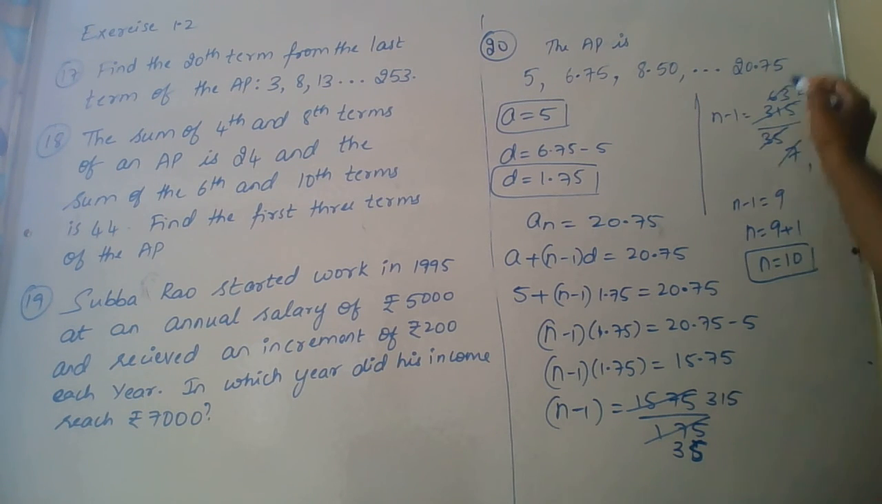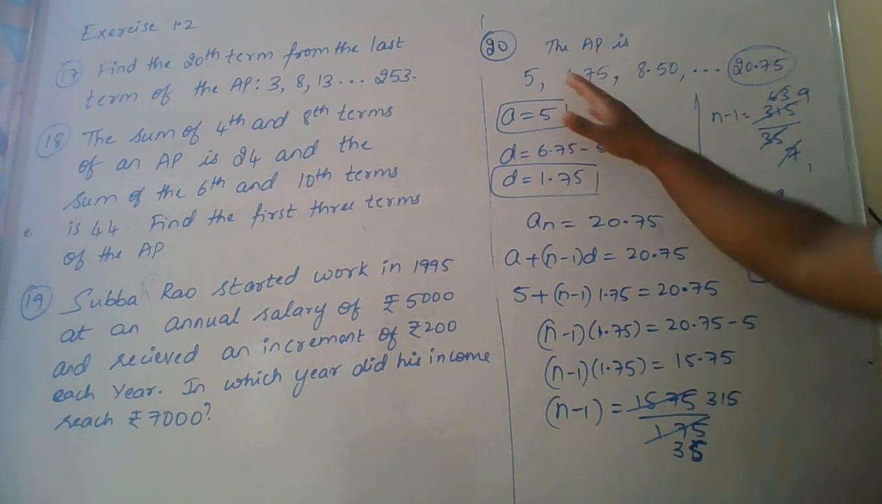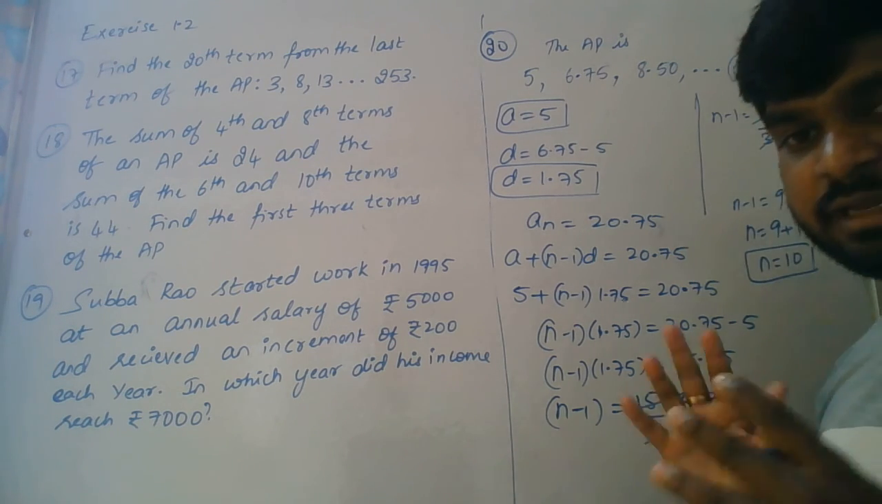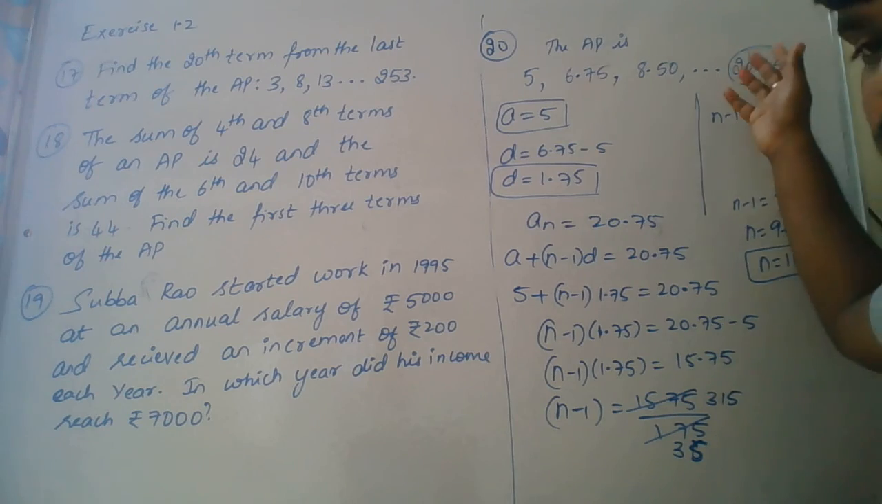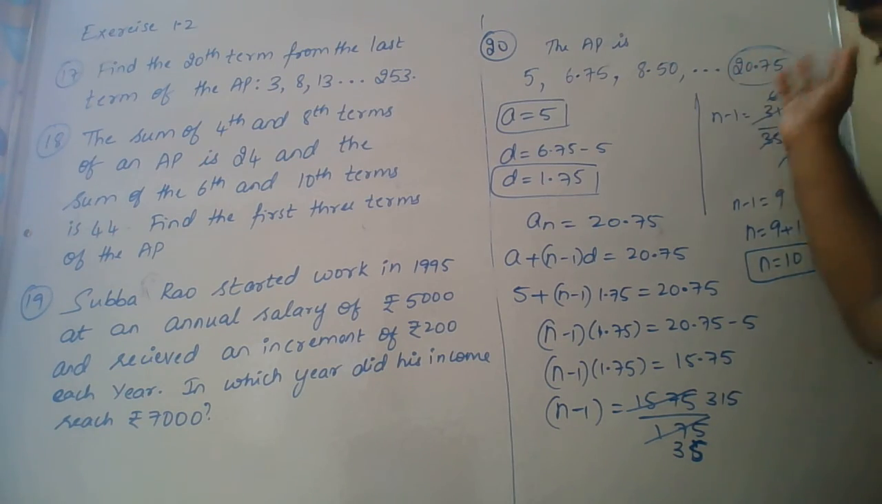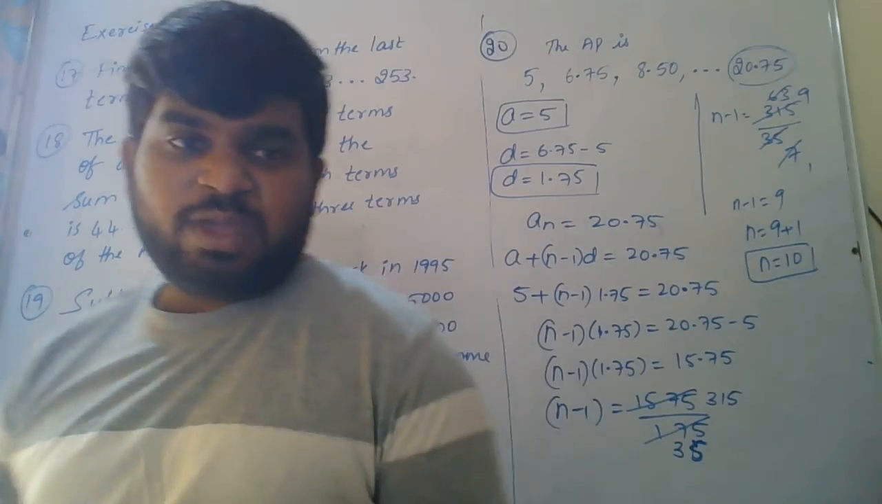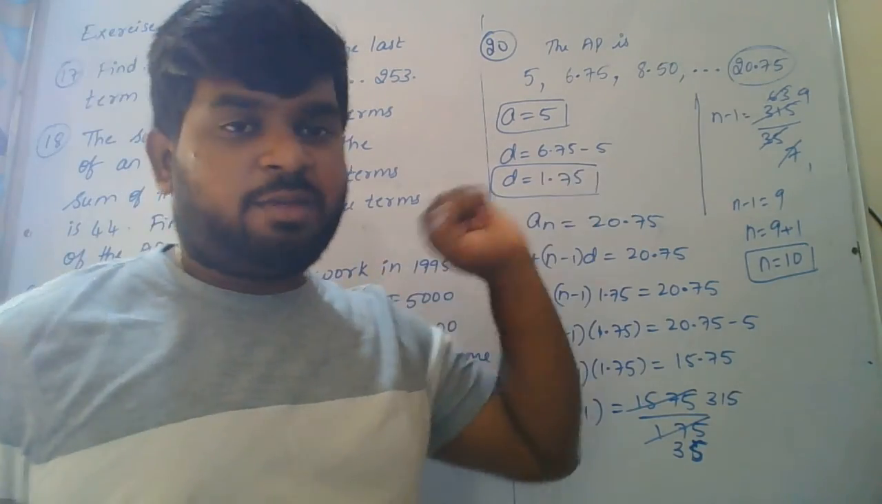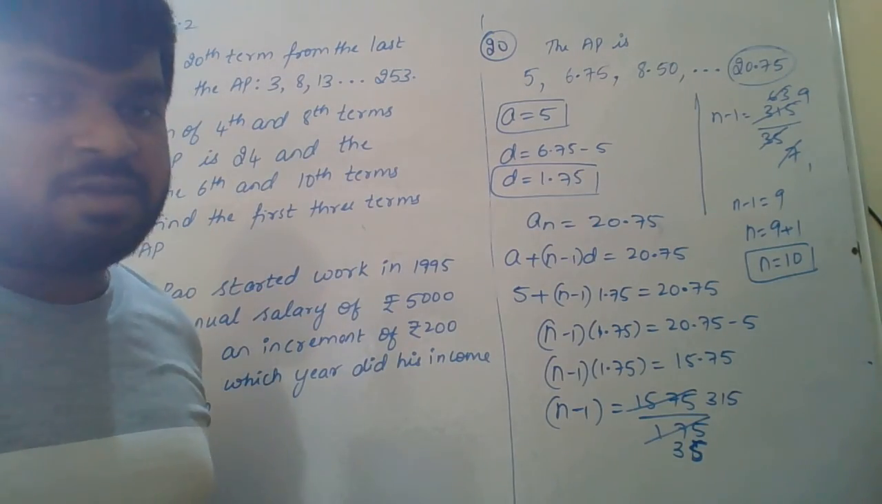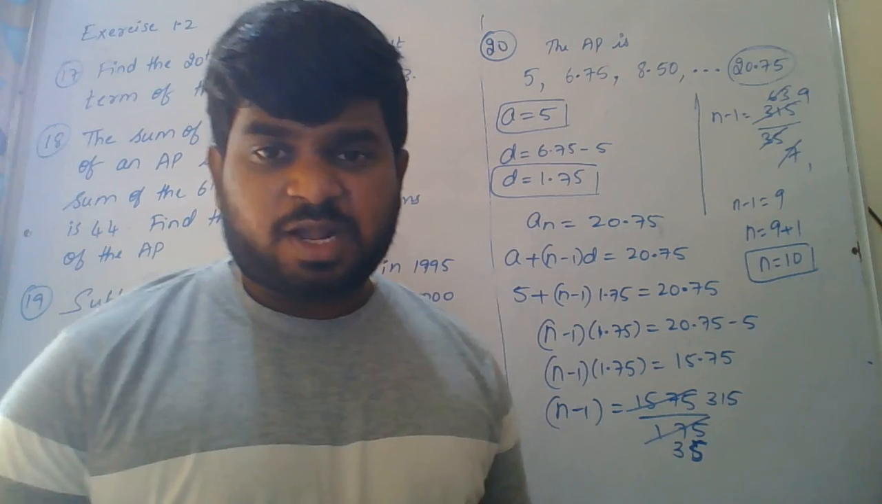Okay. Which means in the 10th week, your N is 10, right? So from here to here, you got 10 numbers, 10 terms. So this is the last place. So the 10th term is 20.75, which means in the 10th week, she is going to save 20.75 rupees. Okay. I hope it is understood.